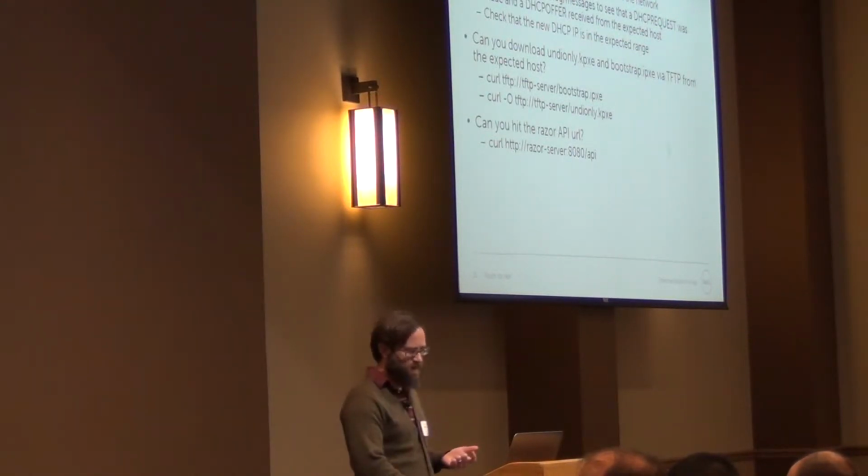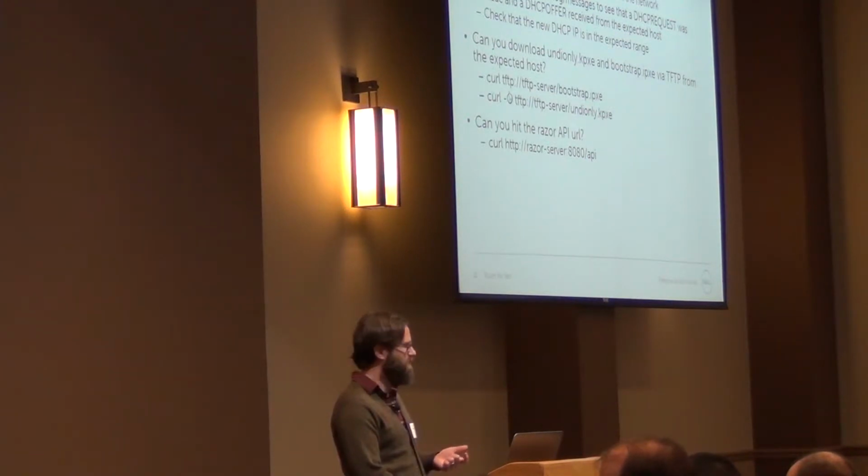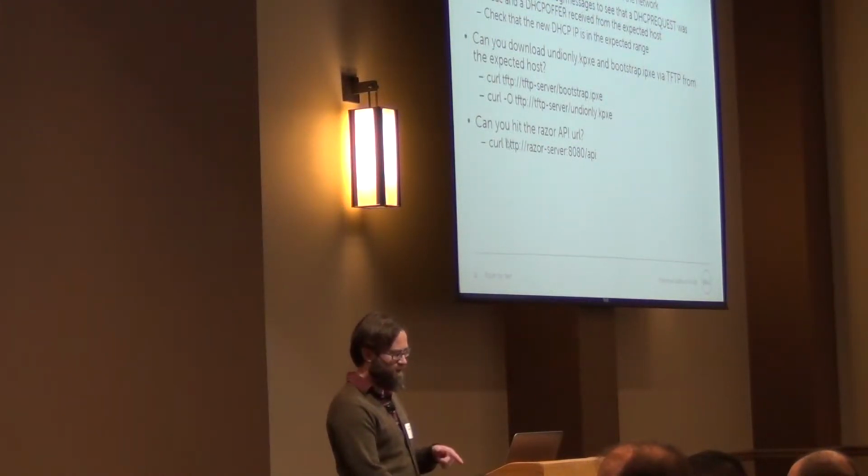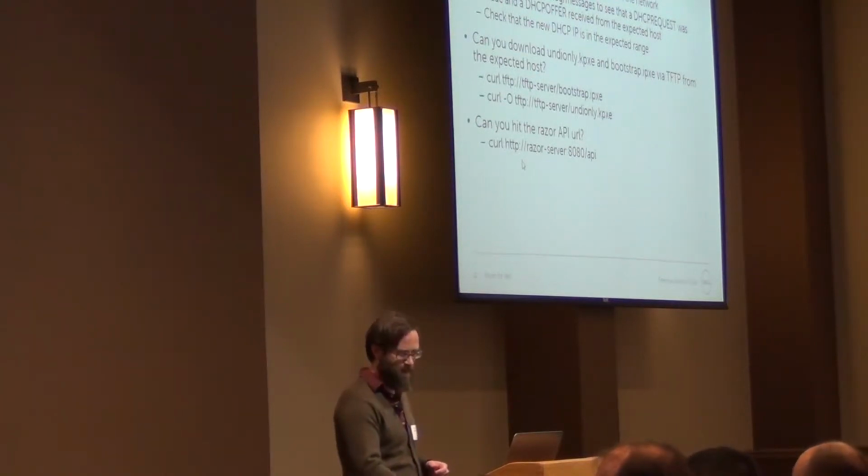And then I love using curl. It'll even do TFTP, it turns out. So you can use curl to validate that the bootstrap and UNDI only files are where you expect them. And to be honest, if you got to this stage, you downloaded the bootstrap file through the Razor API, so you should know it's working at this point.